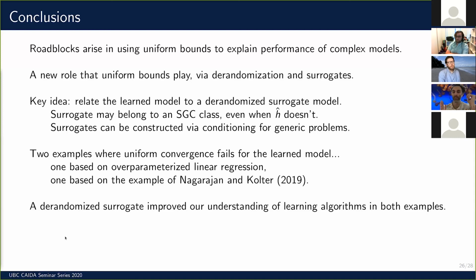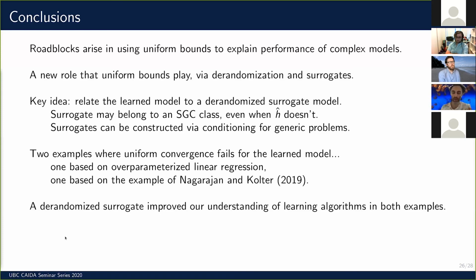The analysis that was carried out in the Nagarajan and Kolter case was deliberately as coarse as possible, to illustrate how choosing a particular de-randomization can give you some kind of purchase on analyzing things.